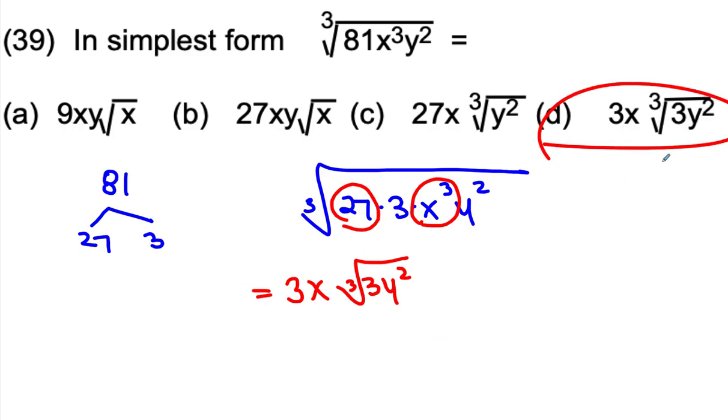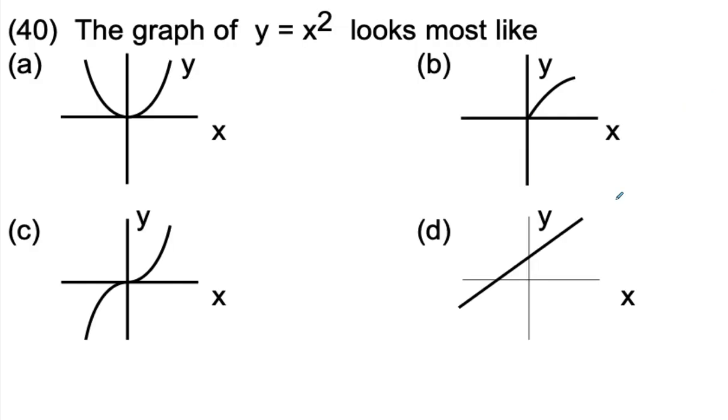Alrighty, let's look at the next question. So, number 40. The graph of y equals x squared looks like, I think this is the easiest. I think many of us know that it's choice A.